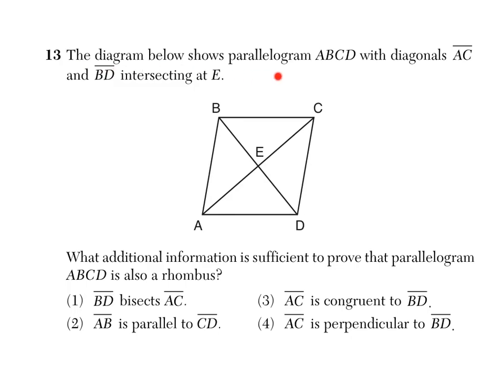Question number 13. The diagram below shows parallelogram ABCD with diagonals AC and BD intersecting at E. What additional information is sufficient to prove that parallelogram ABCD is also a rhombus? All right. Well, is it that BD bisects AC? Nope. AB is parallel to CD? No, not necessarily. AC is congruent to BD? Definitely not. But AC is perpendicular to BD? Yeah, that's one of the properties of a rhombus.